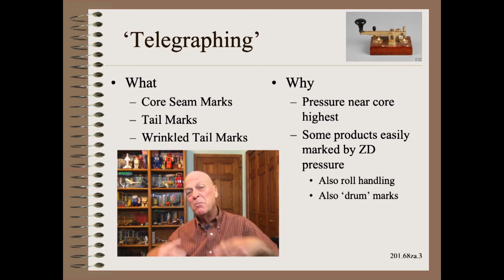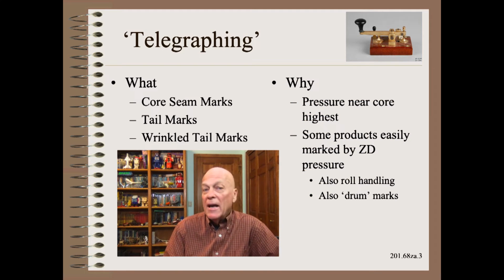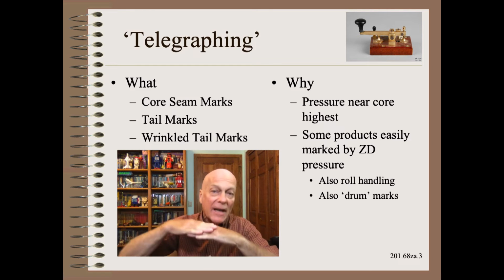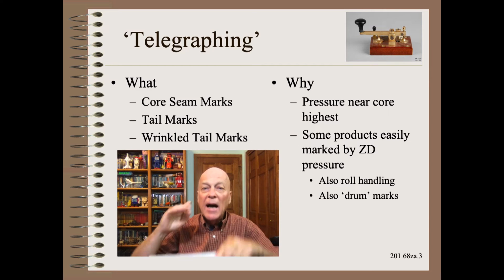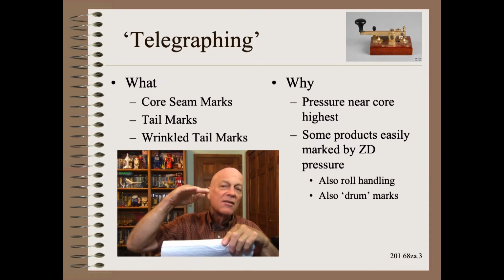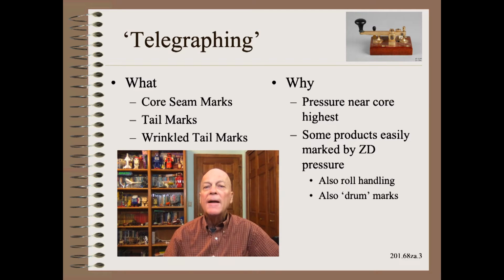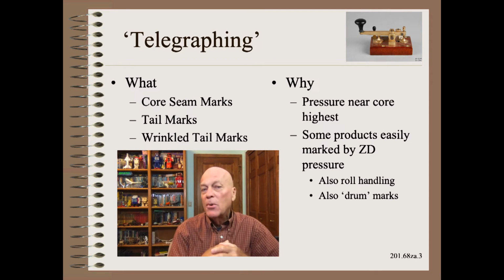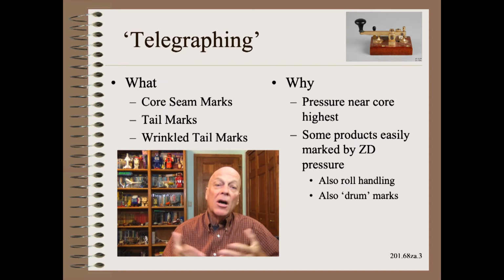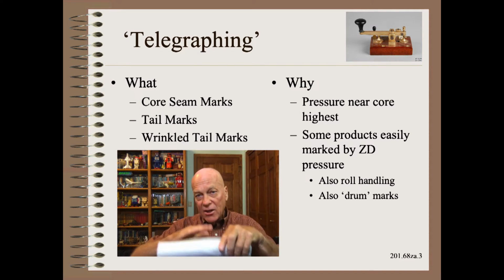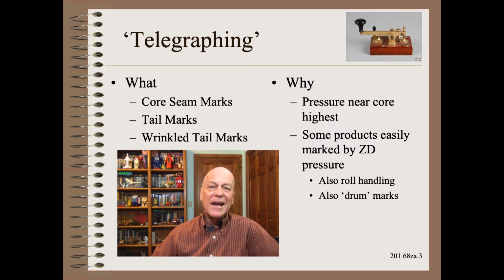This defect should be no surprise to the web handler who knows that the Z direction pressure is guaranteed by the laws of physics to be highest near the core and smaller as you go up into the roll. This defect would be no surprise to the web handler who knows that some products are easily marked with Z direction pressure. Marks can also occur on the outside of the roll due to roll handling or due to winding, in which case they may be called drum marks.